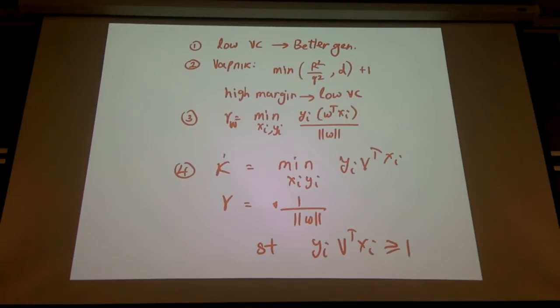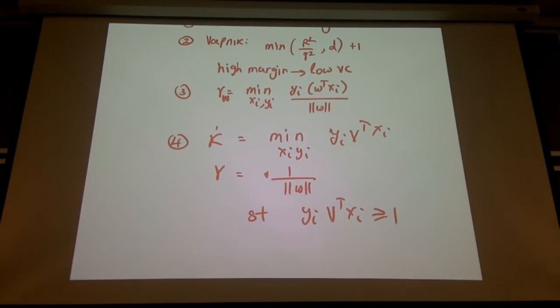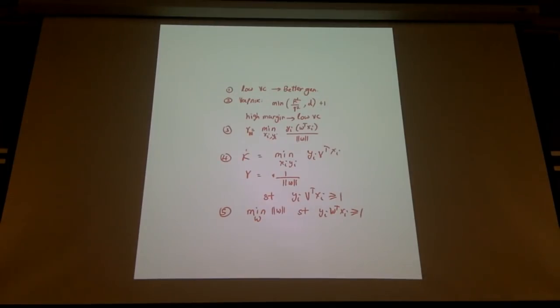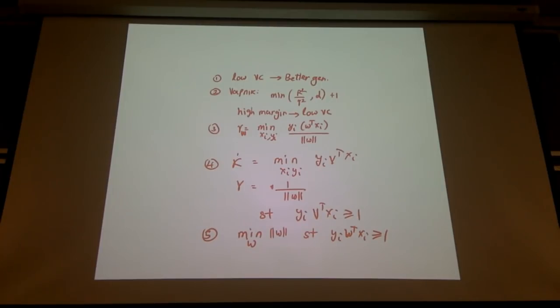At optimum, v and W are going to be the same. So, if you're going to frame this as an optimization problem, you can just say maximize the margin over all W, which is the same as minimize over all W the norm of W, such that yi W transpose xi is greater than or equal to 1. And this gives us the hard SVM. So it's a rather involved chain of reasoning that brought us to this. And minimizing the norm of W is exactly the same as minimizing the squared norm of W, which is what we have.